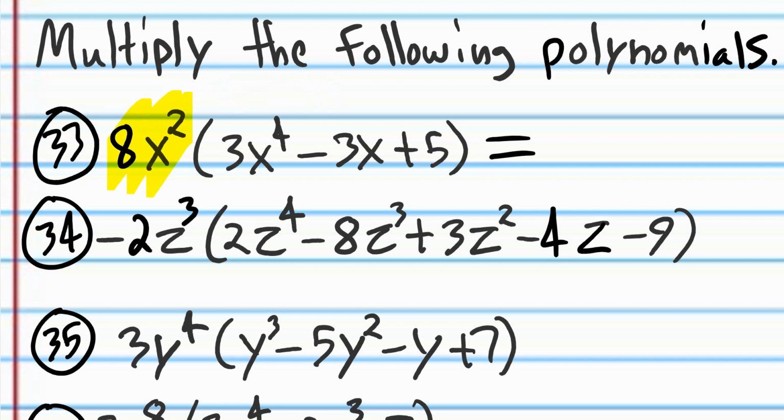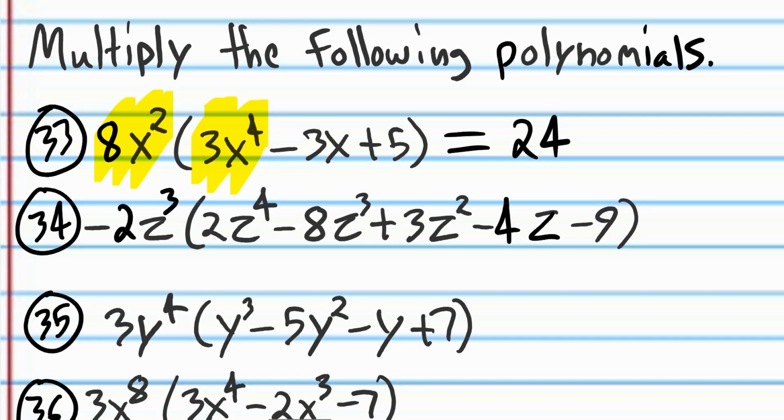8x squared times 3x to the fourth. First we do 3 times 8, which is 24. Then we do x squared times x to the fourth. That's x to the sixth. Remember, that's rule number 1 in our exponent properties. If you multiply powers, you add the exponents.